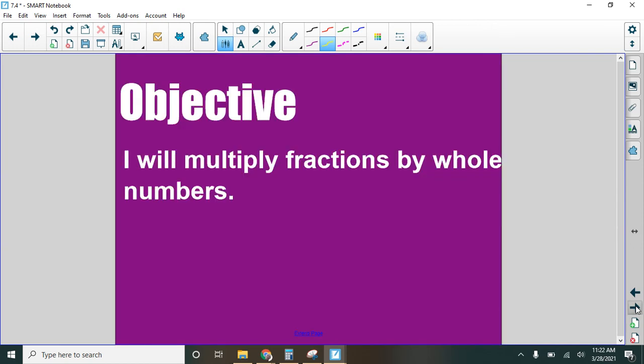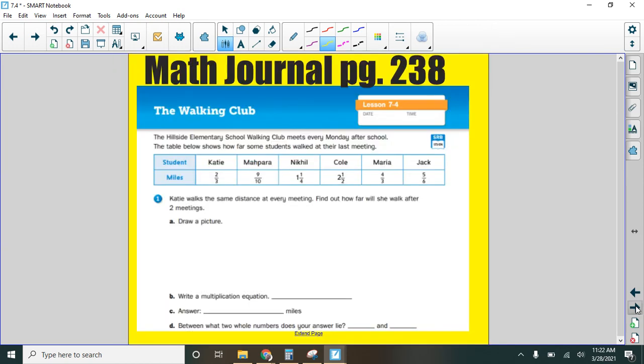Okay, our objective is to multiply fractions by whole numbers. Let's look at your math journal page. It's math journal page 238. And you can see that you have some problems. You're going to want to read this. You're going to want to look at this data and think about what it means. You have some spaces to draw a picture.